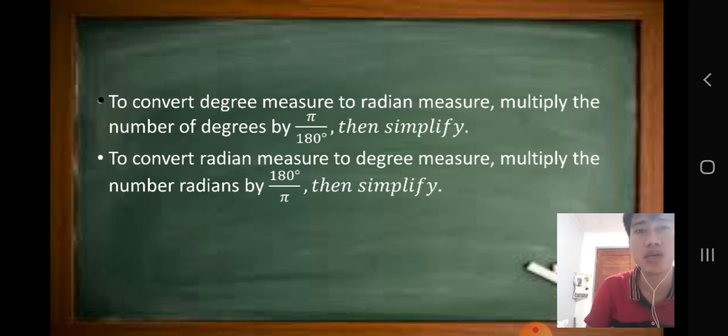And if we want to convert radian measure to degree measure, we multiply the number of radians by 180 degrees over pi, and then simplify. Again, to convert degree measure to radian, we multiply by pi over 180 degrees. And to convert radian to degree, we multiply by 180 degrees over pi, then simplify.